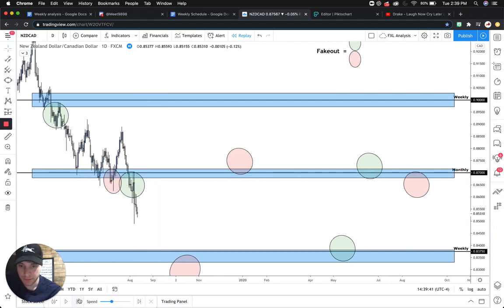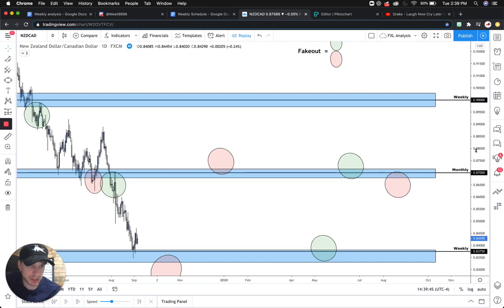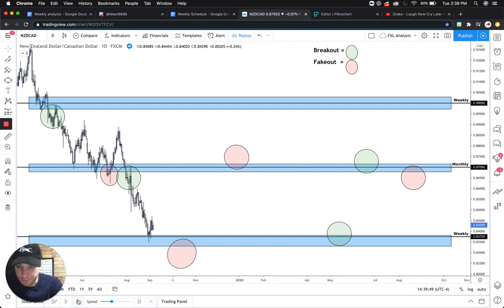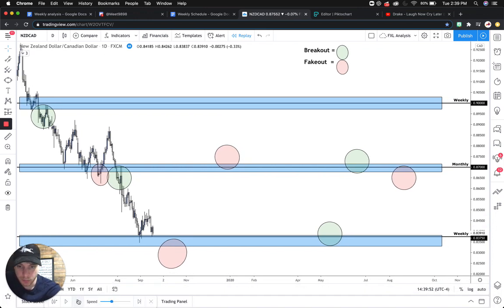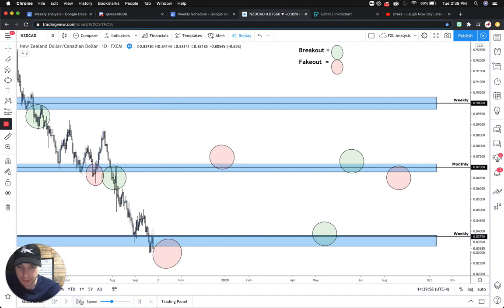Let's keep playing it forward. Going down towards our next zone here. We'll just adjust this like so. Okay, keep playing it forward. Tested the weekly, right? Did it break here? Nope, not yet. We want to see a lower high. So we'll keep playing it forward.